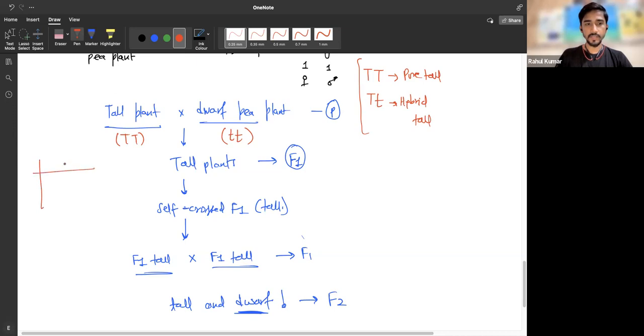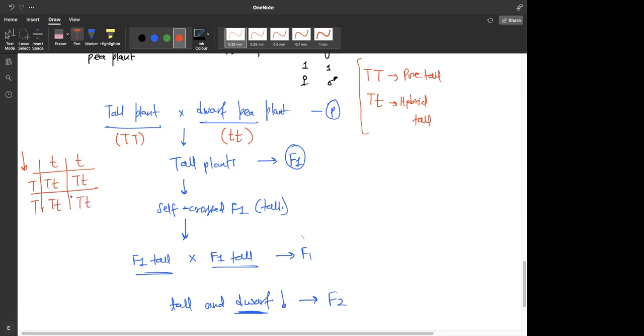Let's make a Punnett square here to understand it. This is called a Punnett square. Now parent one, I'm writing this side, it can either form a capital T or a capital T, right? And this parent can form two gametes, one having small t, another having the same small t. Now all the progenies will be capital T, small t. Do you understand? Is it clear, everyone?